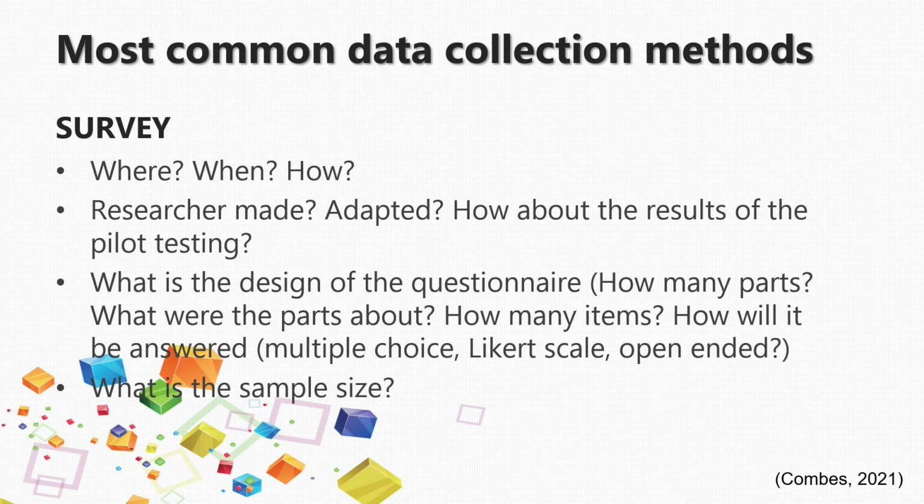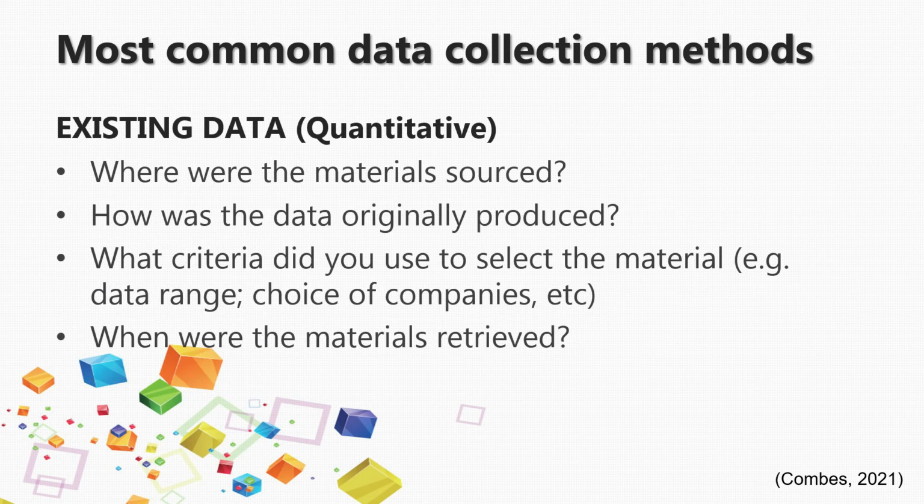Part B would be an evaluation of the level of satisfaction and is comprised of a 30-item questionnaire that can be answered in a Likert type scale on a scale of 1 to 5, for example. Okay, so discuss what is the design of the questionnaire and what is your sample size.